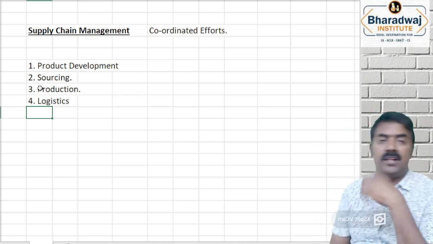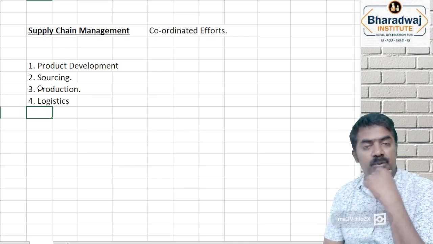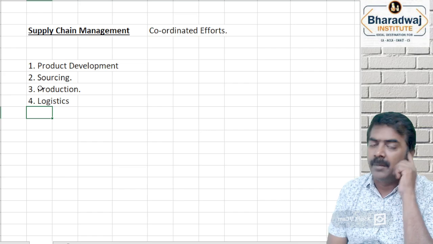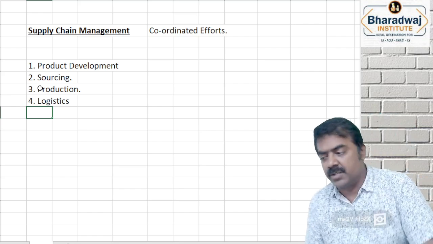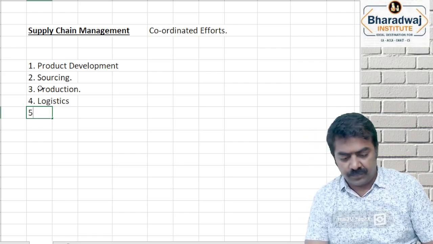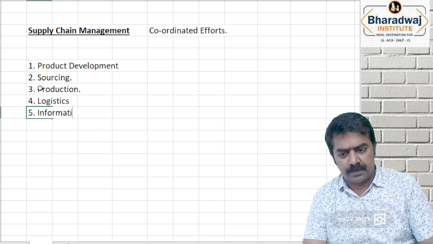From where to where the raw material or the finished product should move. So transporting raw material or finished goods to the selling point, what do we call it? Logistics. Next one is information system.